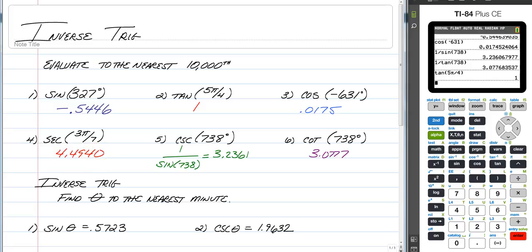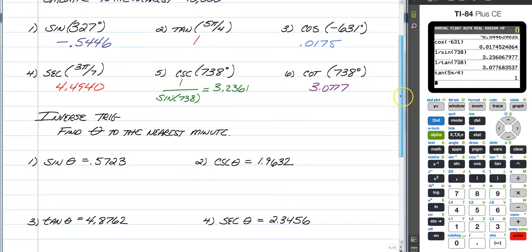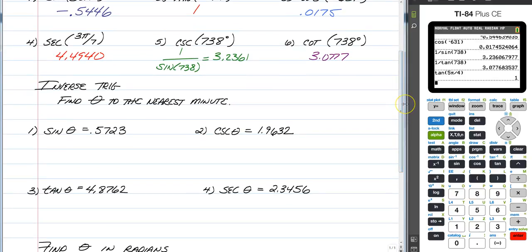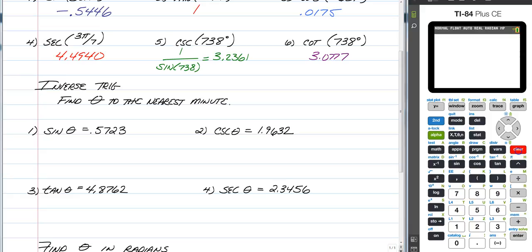Okay, now that was not inverse trig. That was just teaching you a little bit of a skill, also to make sure you know how to evaluate. Now, inverse trig, like I said, is like working backwards or solving for x. We're going to find theta to the nearest minute. So make sure you go back and switch your mode to degrees. Now I'm only going to show you 2 of these, and then you can pause the video and try the other 2. We'll do the same thing for radians, and then we'll be done.